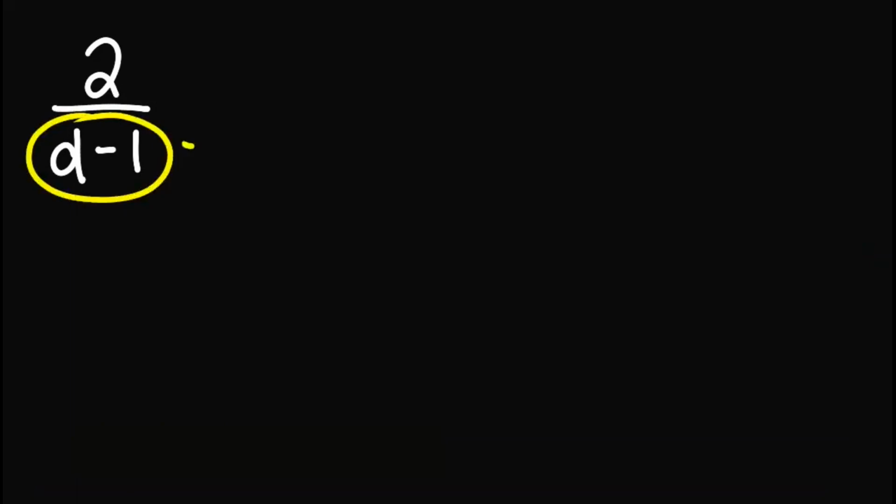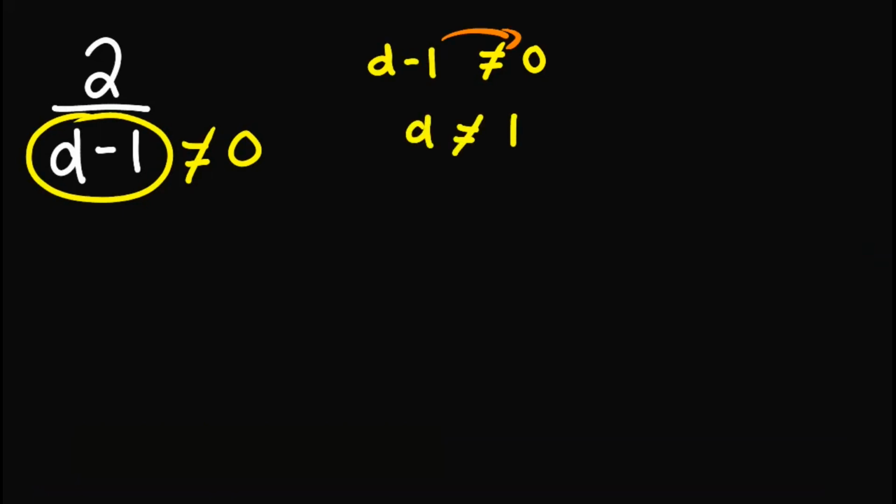So let's go on to our first example. If we have 2 over d minus 1, so our goal is to find the domain of this rational expression. Again, the key is, in rational expressions, the denominator cannot be equal to 0. So, we have d minus 1 is not equal to 0, and we can solve this like an equation. So we can move this to the right side, and we'll obtain d cannot be equal to 1.